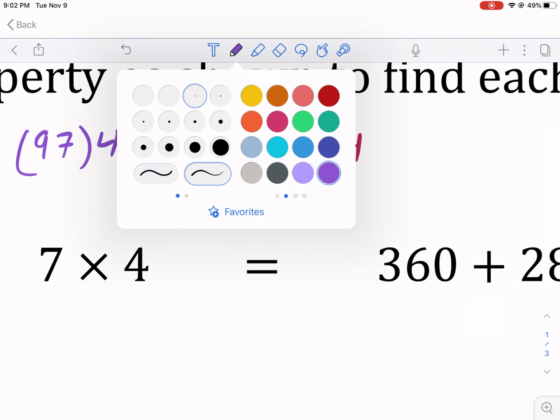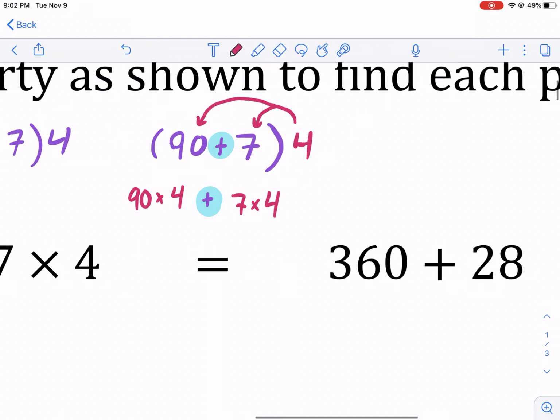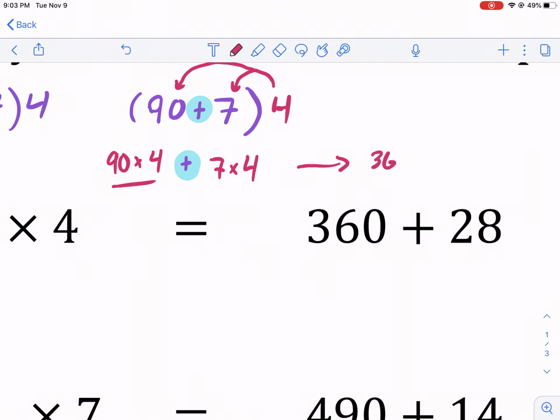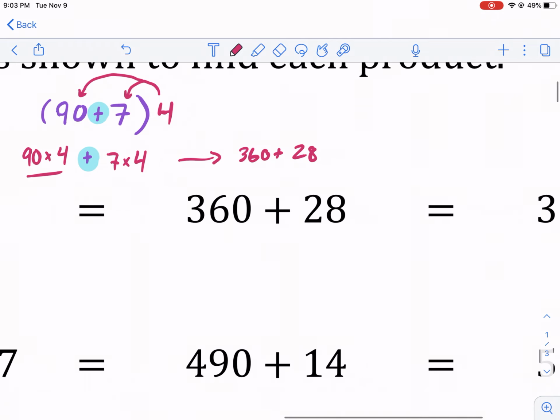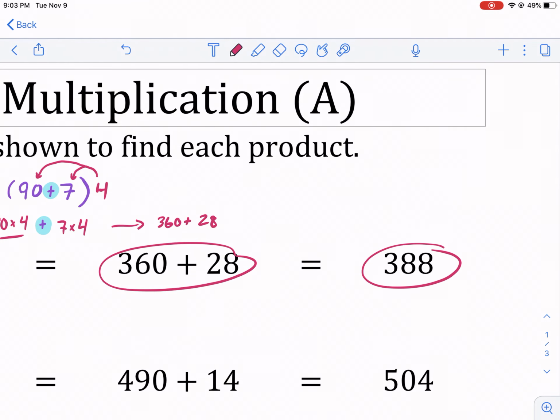Now what we do is we simply apply our rules. Okay, we're going to do the multiplication first and then addition, order of operations. So what does that equal? Well, we do 90 times 4, and that's 360, plus 7 times 4 is 28. Okay, and then that's exactly what we have written here, and then we add the two numbers together, and we get 388. So as the whole point of this, let me re-summarize.